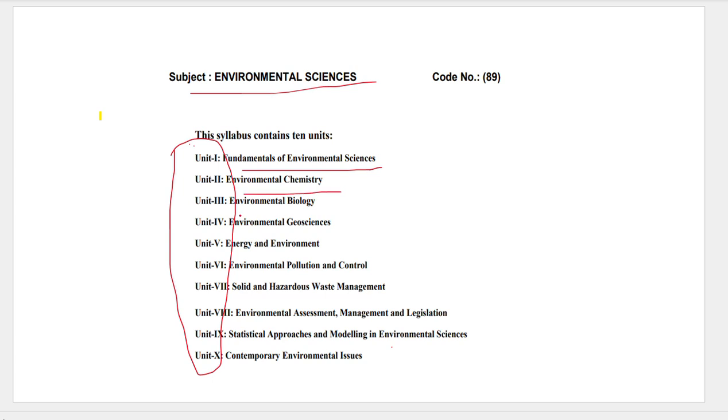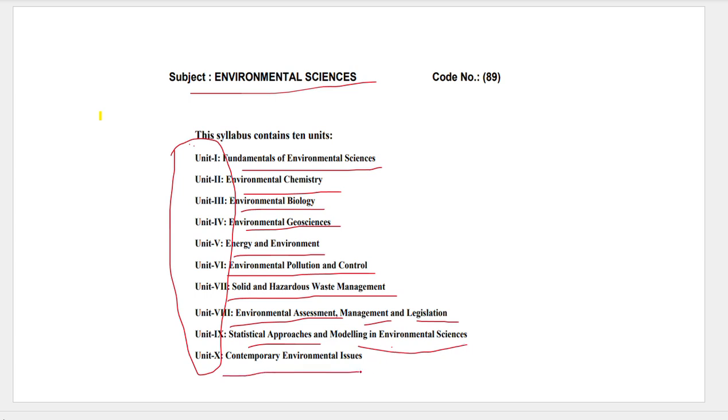Then environmental chemistry, environmental biology, environmental geoscience, energy and environment, environmental pollution and control, solid and hazardous waste management, environmental assessment, management, legislation, statistical approach, modeling in environmental science, and the last one is contemporary environmental issues. These are the 10 units for this paper. We'll be covering all the units one by one, so nothing to worry about. I'll be doing my best to give you the best content for the exam.